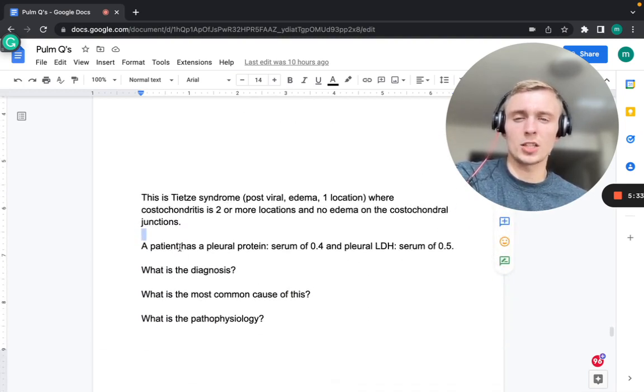Next one, a patient has a pleural fluid to serum protein ratio of 0.4, and a pleural fluid to serum LDH ratio of 0.5. What is the diagnosis? So this is the Light's criteria. And what is the diagnosis? What is the most common cause of this specific one here? And what is the pathophysiology in this?